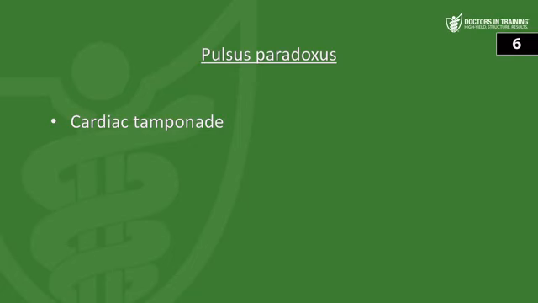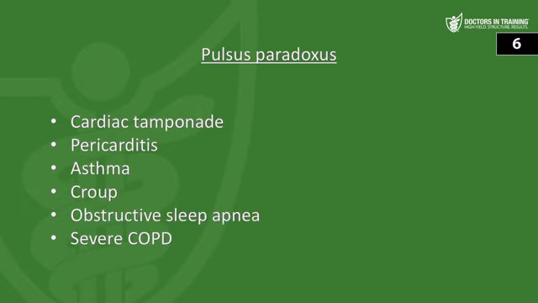All right, first question. Under what circumstances might you see pulsus paradoxus? So mainly I want you to think about cardiac tamponade, and rarely with pericarditis, but also think about asthma, croup, obstructive sleep apnea, and even severe COPD, anytime you have exaggerated inspiration.